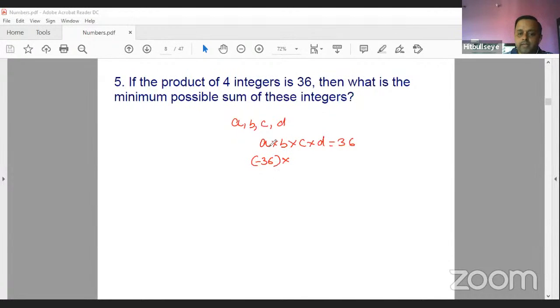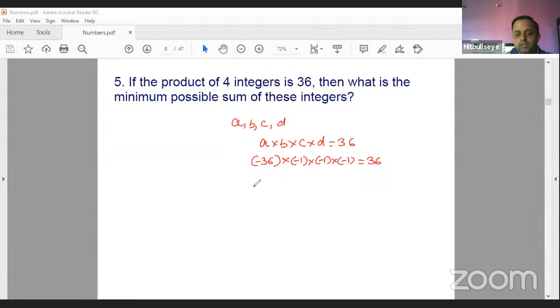So what I am doing is I have taken one integer as small as possible on the negative side. Since the product is 36, I cannot go below minus 36. And the rest of the 3 integers can be taken as minus 1. Since we have 4 integers, our remaining 3 can be taken as minus 1. In that case, again, you are getting the product as 36.